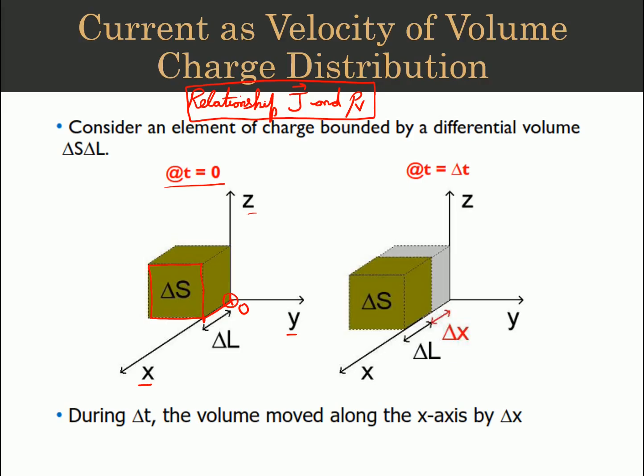So if I want to find the effect of the incremental or differential charge of this cube, I know that the differential amount of charge, or small amount of charge, is going to be equal to rho v into dv. So this is the amount of charge present over here. Now after a certain time instance, the cube moves, and that time instance is that we move from t equal to 0 to any time of delta t.